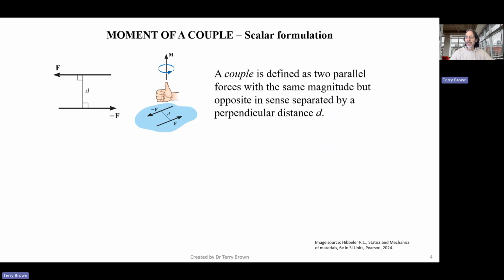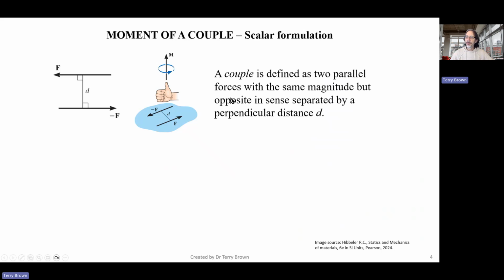Let's have a look at defining the moment of a couple. So firstly, using scalar formulation. And I think we'll only do scalar formulation in this lecture. So a couple is defined as two parallel forces with the same magnitude but opposite in sense and separated by a perpendicular distance here, D. So just shown in a planar way here, we've got a force here, an equal and opposite force, and separated by a perpendicular distance D. And then showing it in 3D, and again taking note of the right-hand rule.